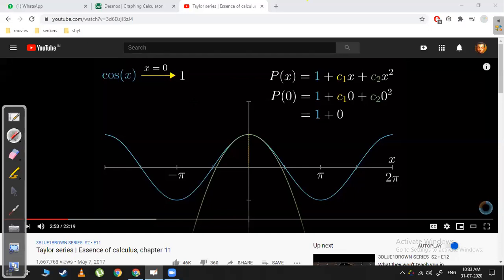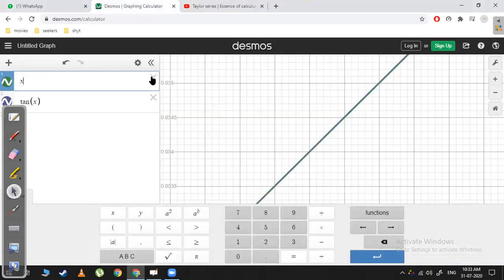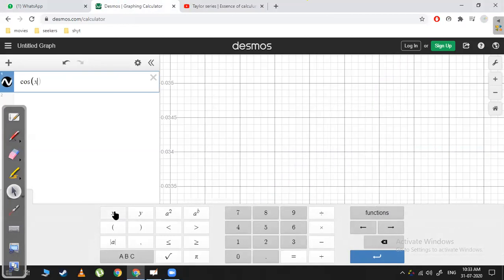So what we are doing is that first, we will write the cos x function. So first, suppose I write cos of x. So the function is cos of x, right?